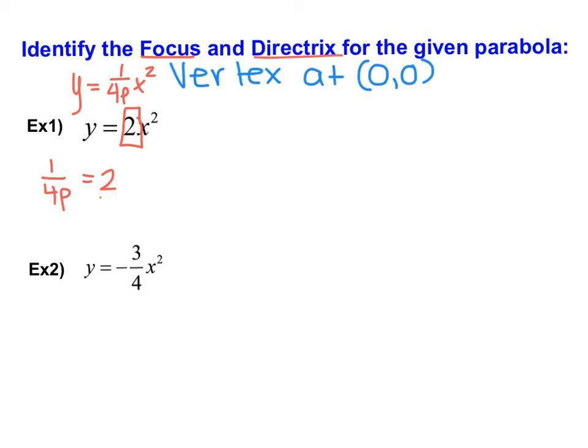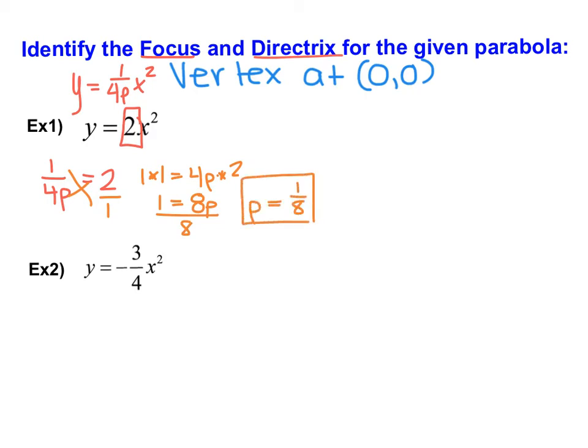What I like to do is put 2 over 1, because 2 can really be written as the fraction 2 over 1. And then, because I have fraction equals fraction, I can cross multiply. So I have 1 times 1 equals 4p times 2. So I have 1 equals 8p, and to find the value for p, all I have to do is divide by 8. So I find that my p value here is equal to 1/8. This value is the distance between my vertex and its focus and its directrix.